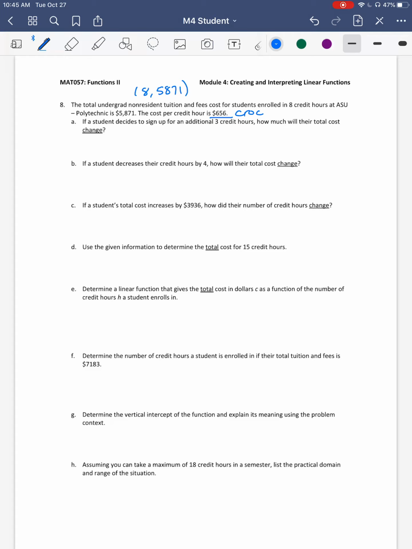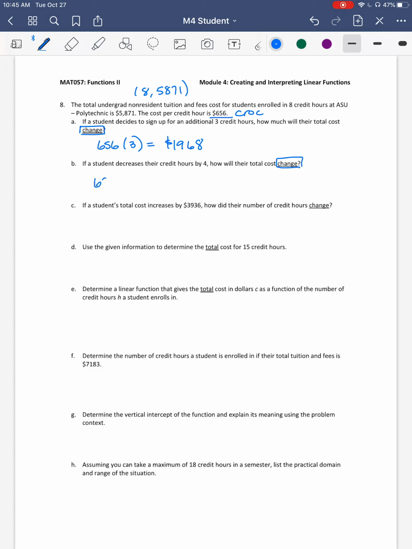Part A says if a student decides to sign up for an additional 3 credit hours, how much will their total cost change? So we don't want to know the total cost, just how it changes. We know every credit hour is $656, so times 3 more credit hours, my cost will go up by $1,968.